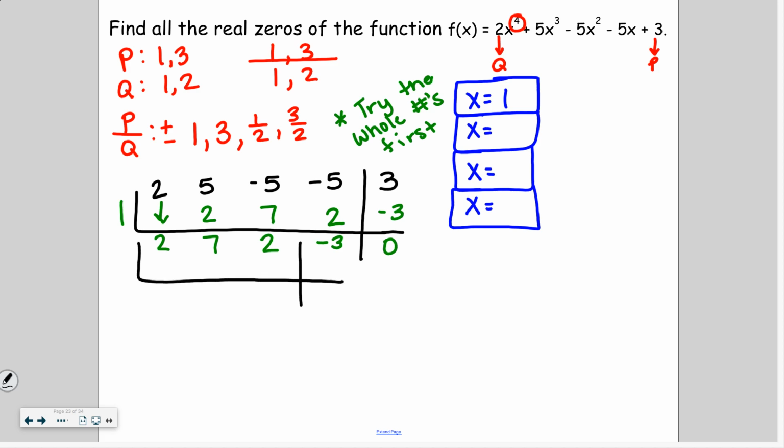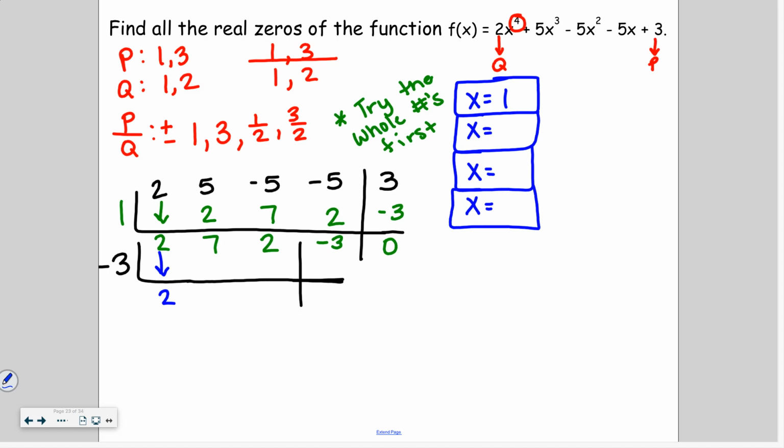So let's try the 3. So bring down that 2. 3 times 2 is 6. That gives us 13. 3 times 13 is 39. That one is not going to work. Okay? So let's try a negative 3. Okay?